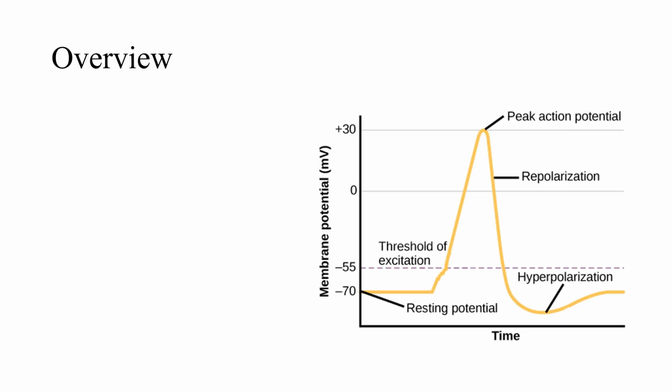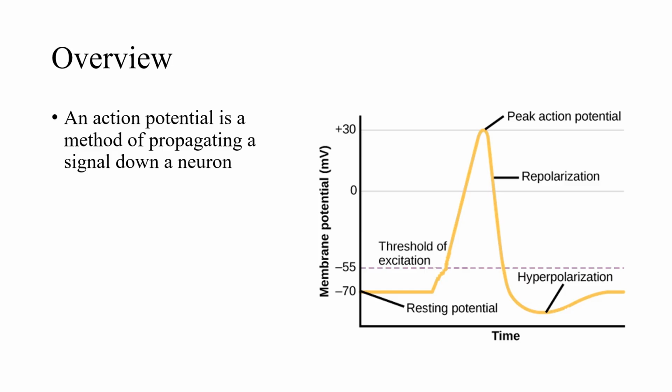So before we get started, let's just talk a little bit about what this means in general. Well, you see here the graph, and we're going to go through this throughout this discussion. What we're referring to is an action potential, which is a method of propagating a signal down a neuron, propagating an electrical signal down a neuron. And in the end, this is how all our neurons communicate with each other, communicate with our organs and muscles.